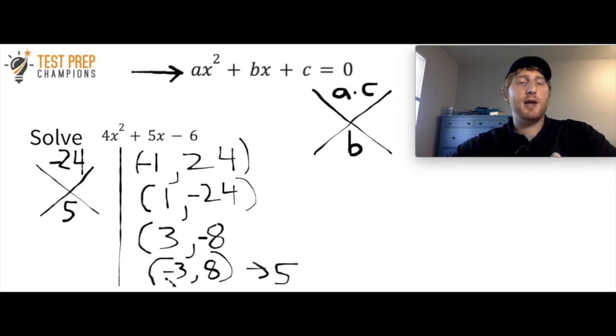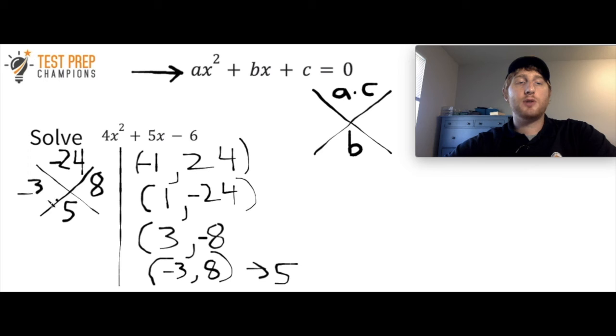So right off the bat, I can tell that minus 3 and positive 8 are going to be our winners here. So I'm going to put minus 3 right here, and I'm just going to write 8 here. Okay, so now we get to the part that's a little bit different, but hopefully not too tricky for you.